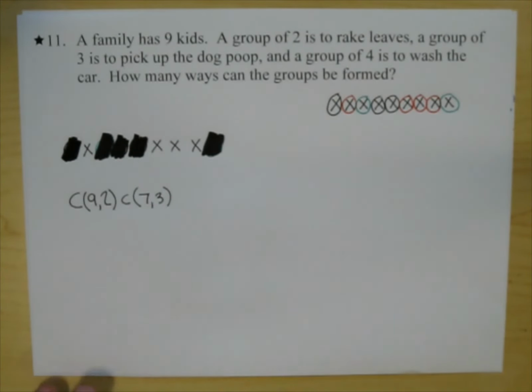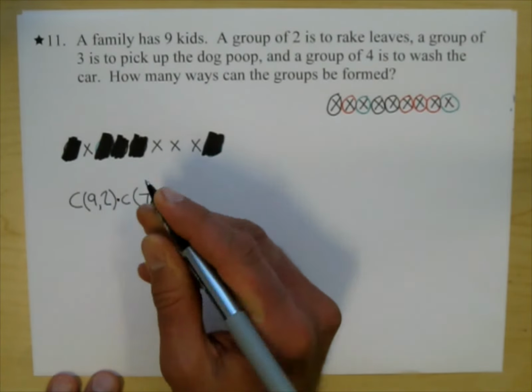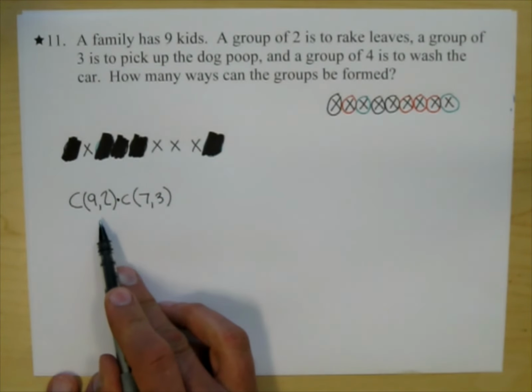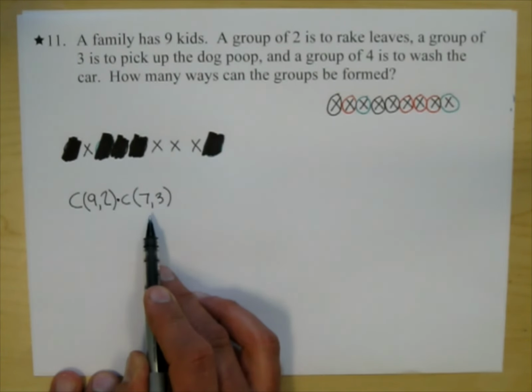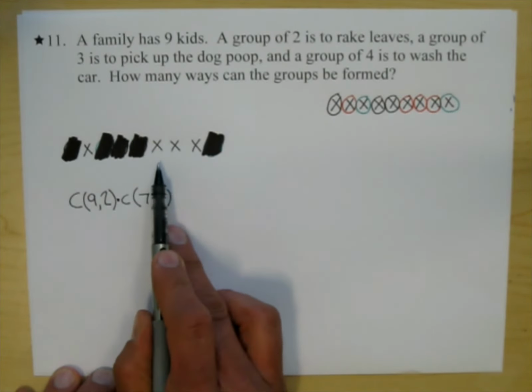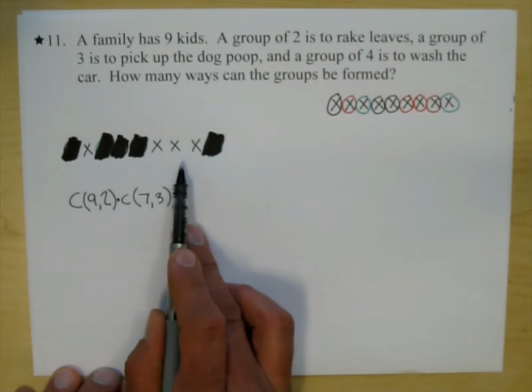So you're pretty much done with the problem. This is a multiply because your first task was to assign 2 to rake leaves. Your second task was assigned 3 to pick up dog poop. And by default, what are those 4 guys doing? They are washing the car.